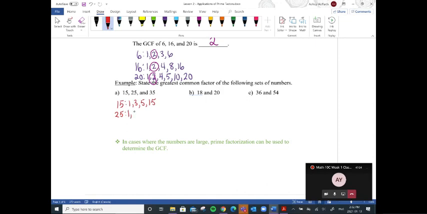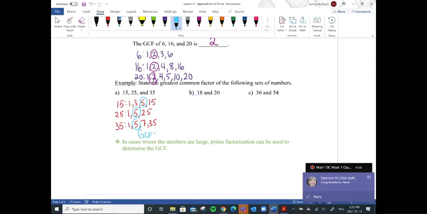25 would be 1, 5, and 25. And then 35 would be 1, 5, 7, and 35. Okay, so if I look at all three lists, my initial inclination of 5 is correct. So that's the biggest number that exists in all three. So we would say the GCF here is equal to 5.